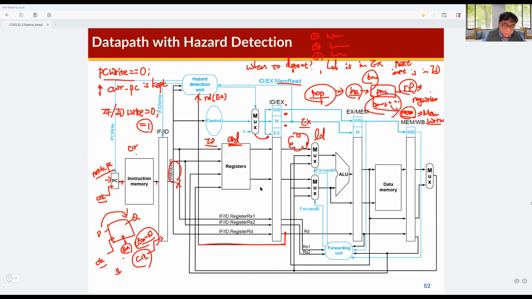In the previous class, I explained when to detect this load use hazard, how to detect the load use hazard, and what the required operations are for this load use hazard. So you need to remember these: when and how, and what is the required operation.